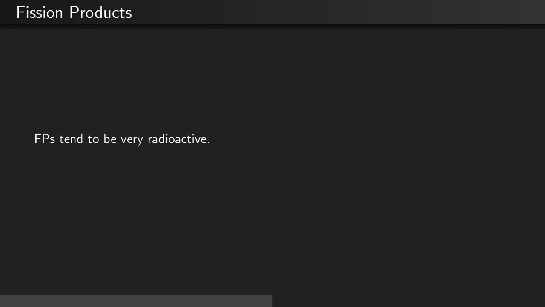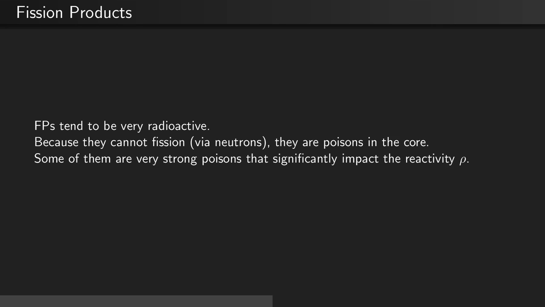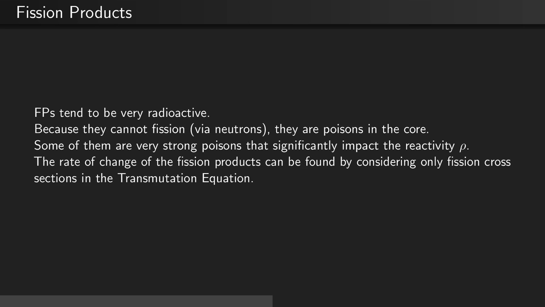Fission products tend to be very radioactive. Because they cannot fission via neutrons, they are poisons in the core. Some of them are very strong poisons that significantly impact the reactivity. The time rate of change of the fission products can be determined by considering only fission cross-sections in the transmutation equation.